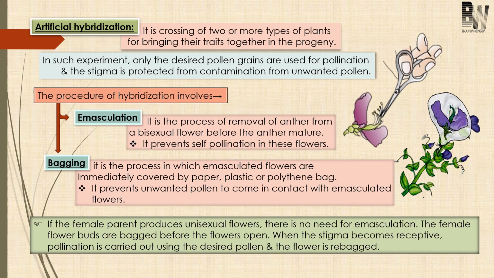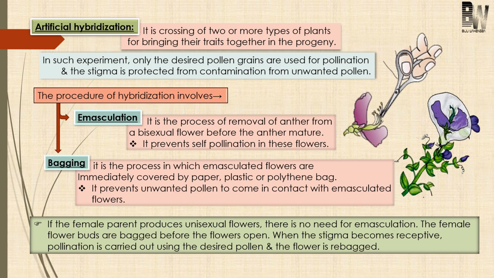And this emasculation should be immediately followed by bagging. In bagging, what happens? The emasculated flower, in which the stamen is cut out, will be immediately covered by a paper, plastic, or polythene bag. By doing so, the female parent will again be protected from other unwanted pollen grains. So these are the two procedures which we have to perform in female parents to protect them from unwanted pollen grain.